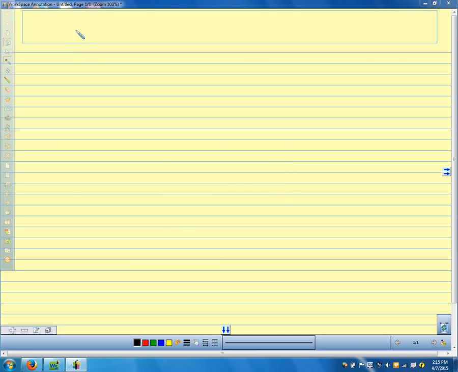So we're in section 10.3. Area of regular polygons.